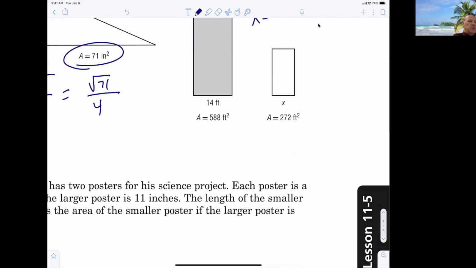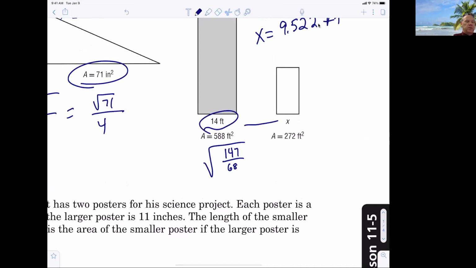2.16. Hit math, enter, enter. Tell me the fraction that is. Over 68. Yeah, that's kind of an ugly number. So then you take the square root of that, and then you divide it by 14, and that gives you x. Everybody happy with that?